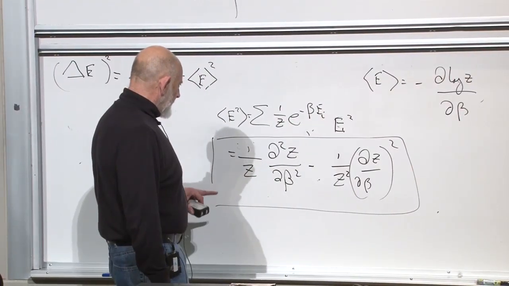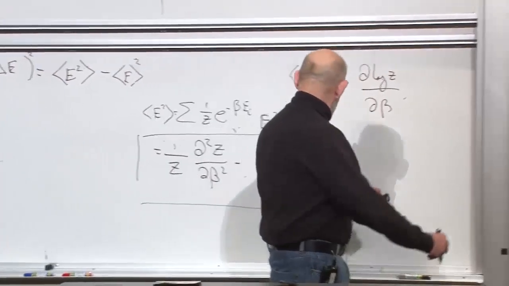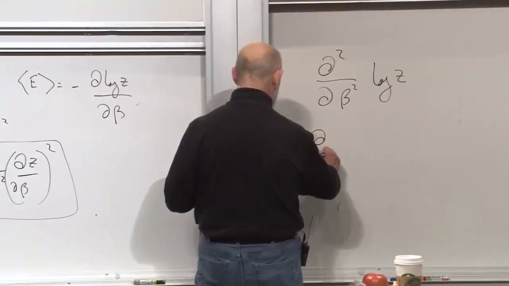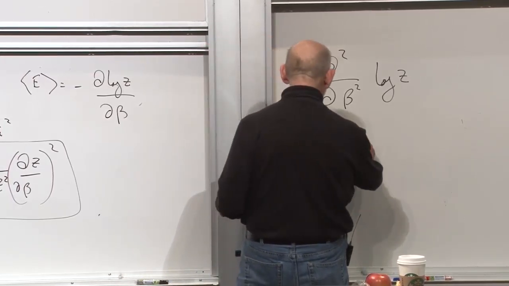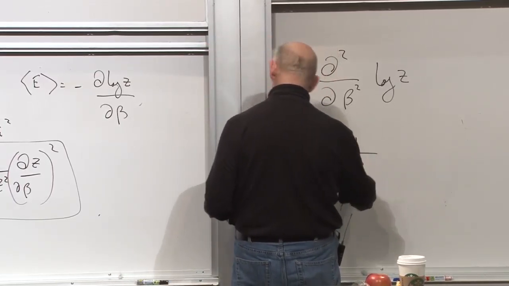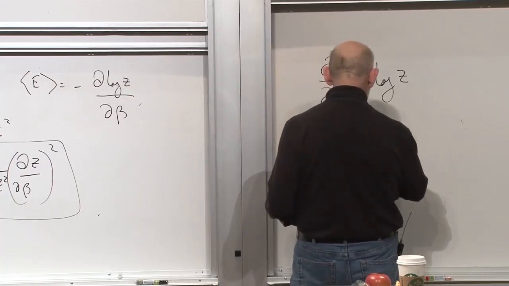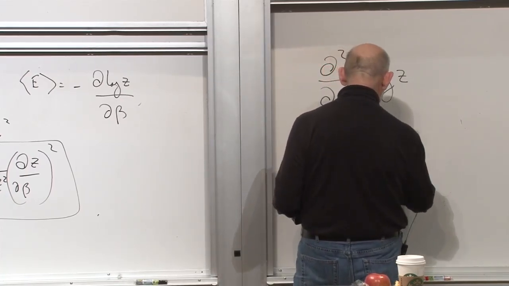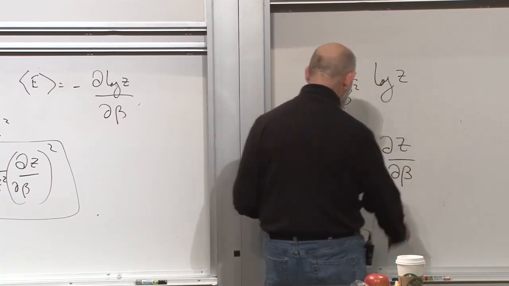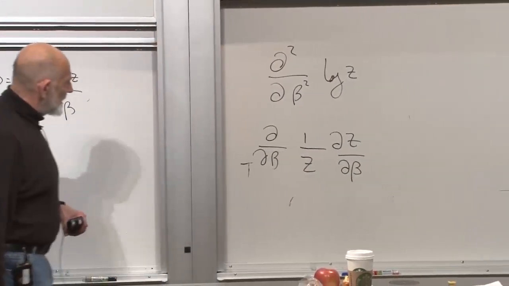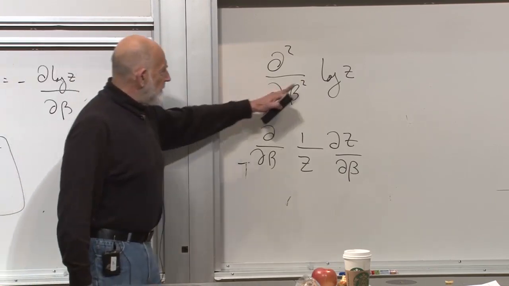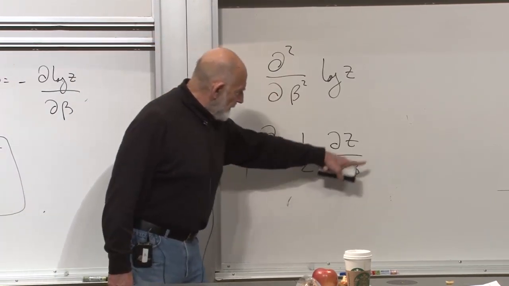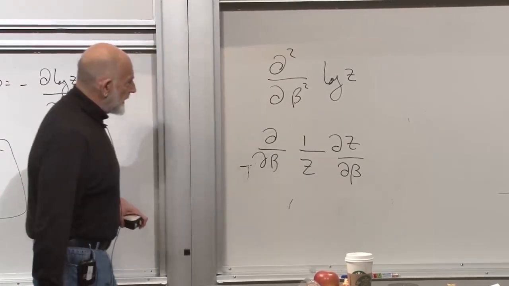d by d beta of 1 over Z dZ by d beta. I think that's the same as this, is it not? Yeah, this is the second derivative of log Z. Here's the first derivative of log Z, and then I differentiated it again.